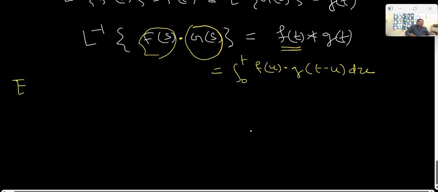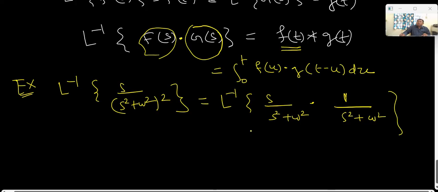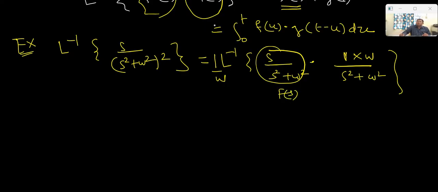For example, if I ask you to find the Laplace inverse of s by (s square plus omega square) whole square. Suppose you are asked to find this. So how to find this? You will write it as L inverse of s by (s square plus omega square) into 1 by (s square plus omega square), right? To get a pattern here, you multiply omega here and you divide omega here, right? So it is your F(s) and it is your G(s), right?